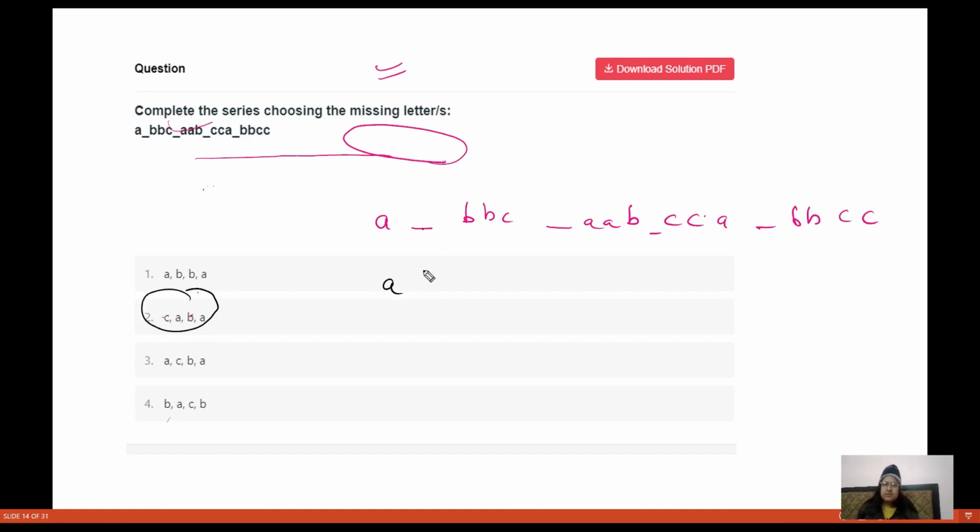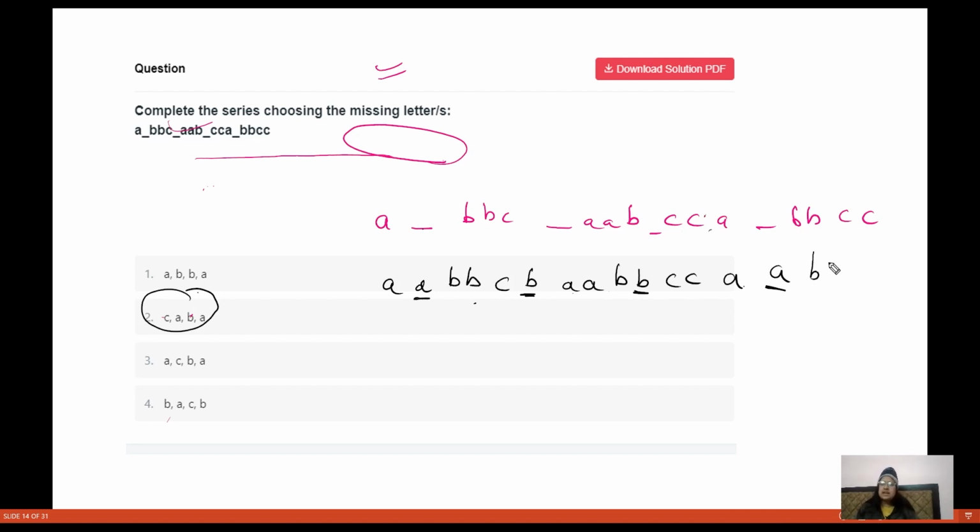So we will fill A here. So A double B. Now C, after we are getting B and A, and then double B, then double C. Then A. So this one was one blank, this one BBC, this one was one blank, and this is AAB, and this one was one blank, and this is CCA, and this is another blank.